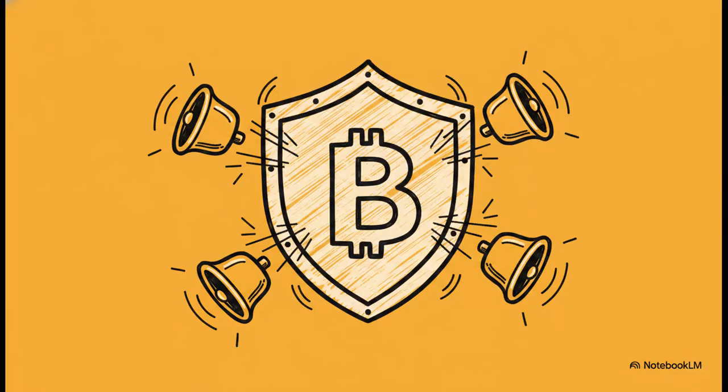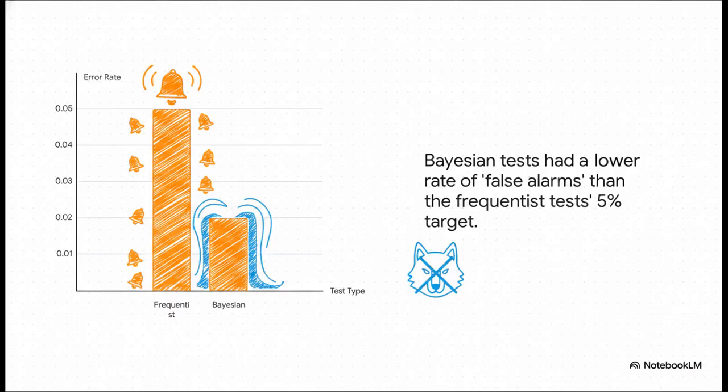And the first major finding from the simulation is all about those false alarms, the type 1 errors. It turns out that when it comes to avoiding claiming a discovery that isn't really there, the Bayesian approach is definitely more conservative. See, frequentist tests are designed to keep that false alarm rate right around their target, which is usually 5%, and they do exactly what they promise. But the Bayesian tests, just by how they work, are more cautious. Their false alarm rate in this simulation was way down, around 2%. They're just much less likely to cry wolf.